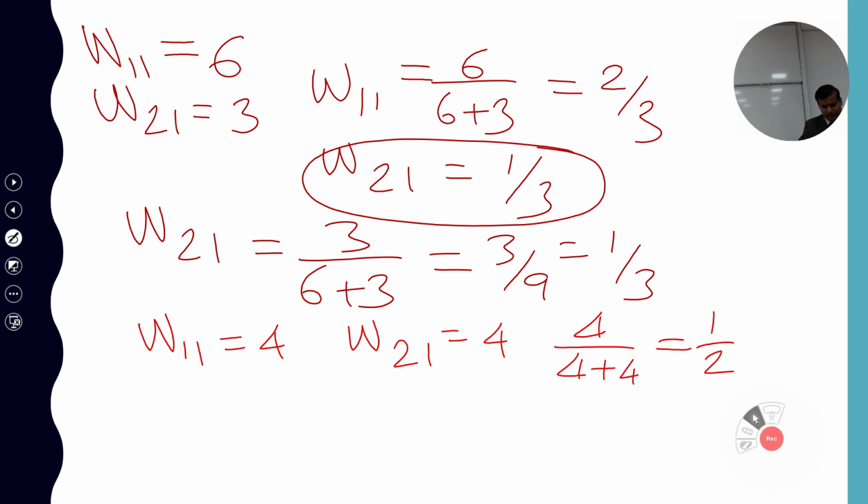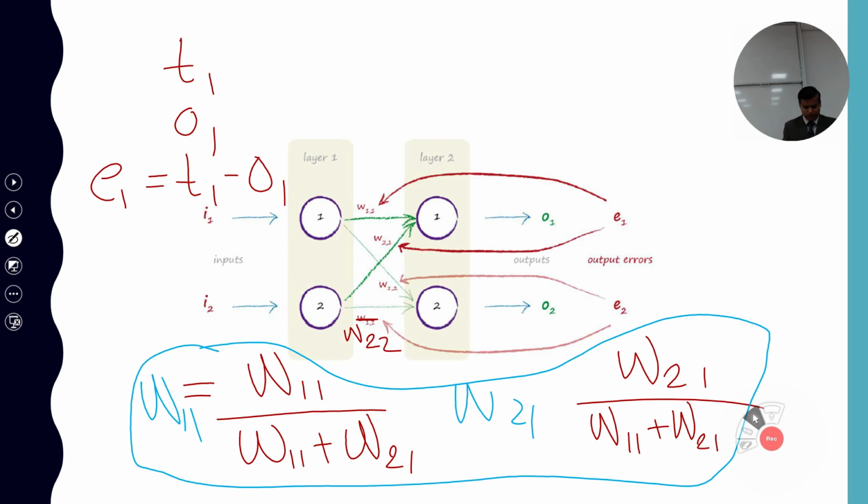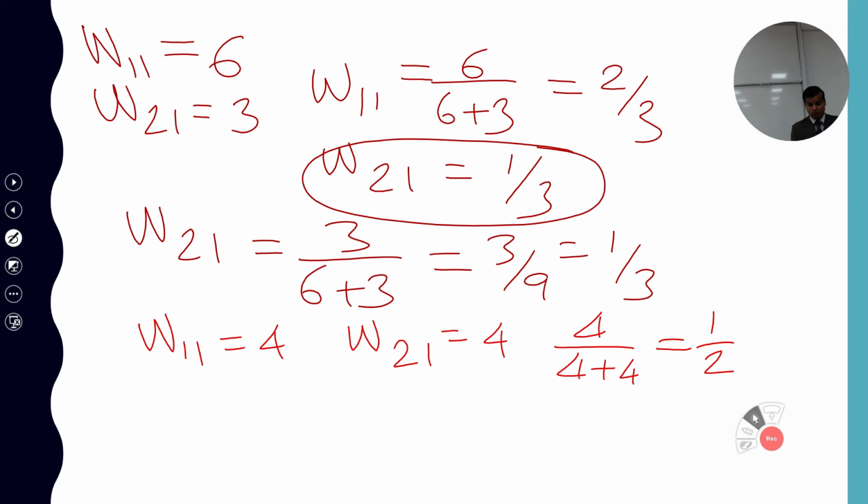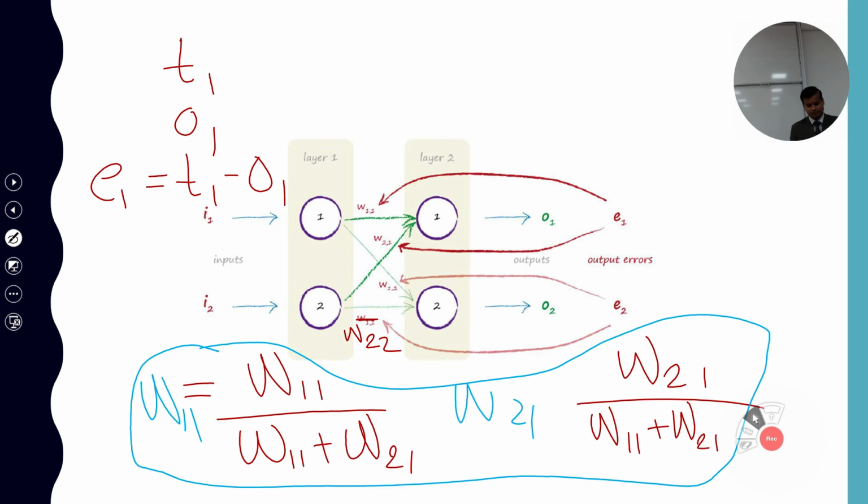We have seen that it's kind of a complication when there is more than one output node. In this case, we have two output nodes, so we do have some complications. But we just saw for E1 and E2 how we can do it. The same principle applies for E2 as well. I have given an example for E1, for W11, W21. The same thing you can try for the other two weights, W12 and W22.